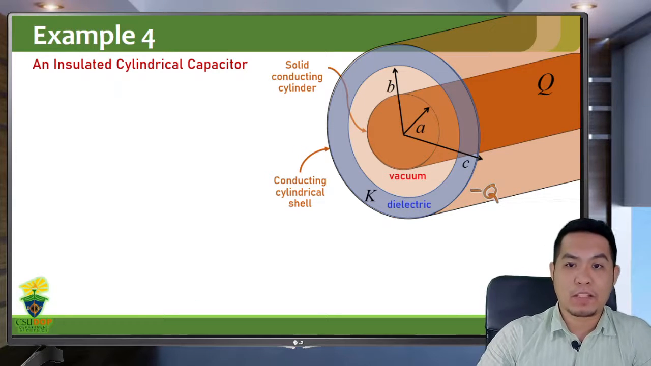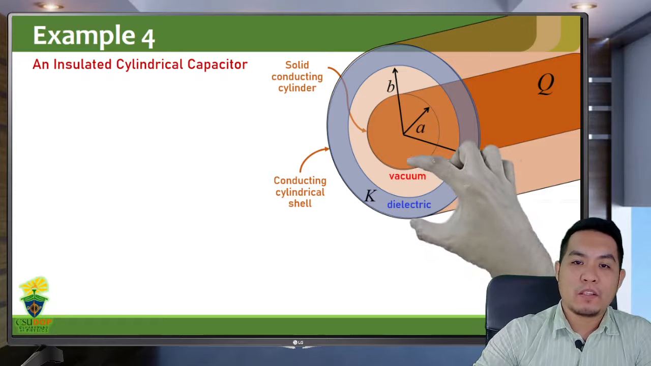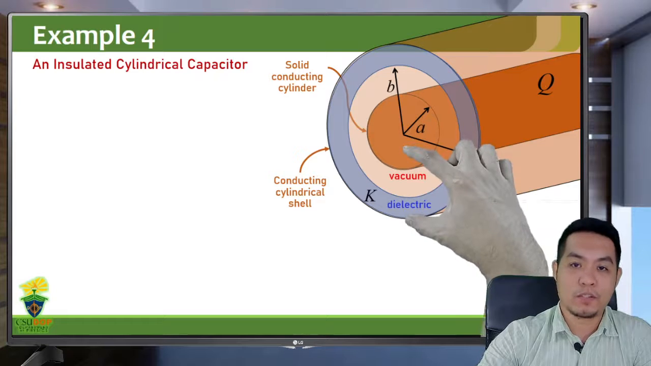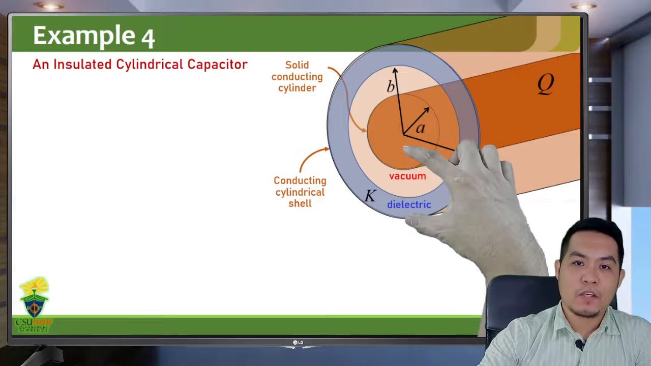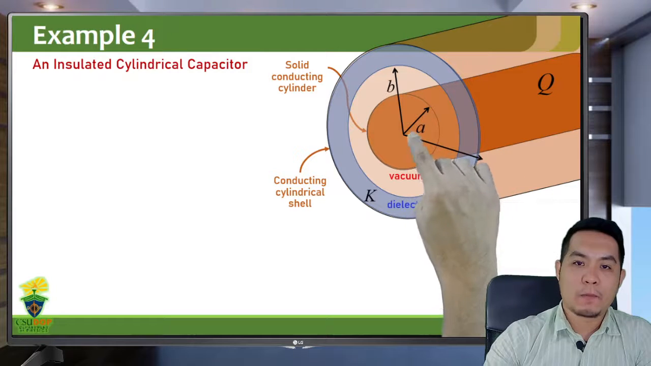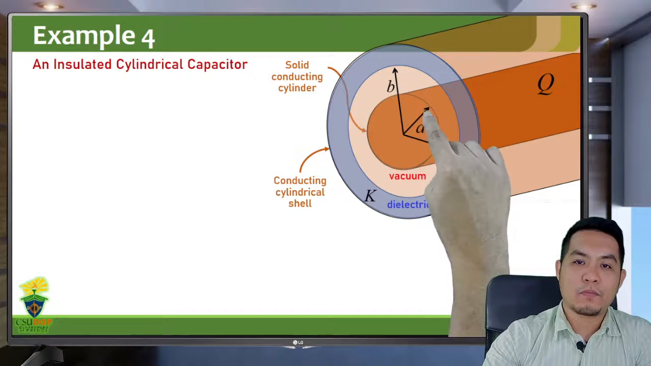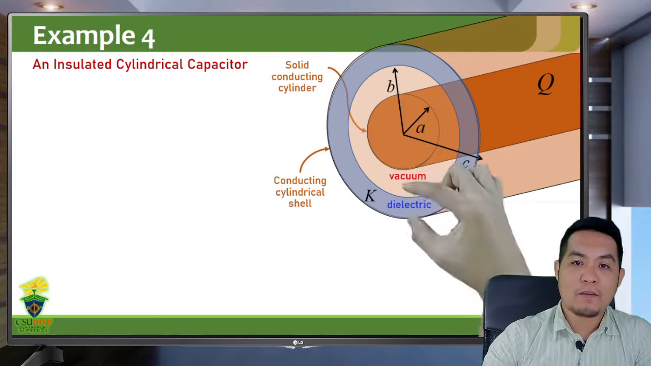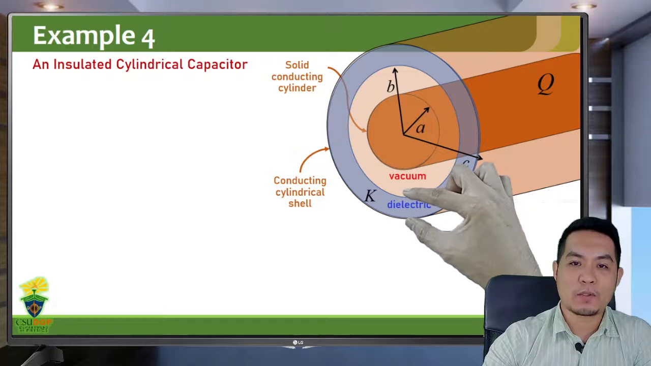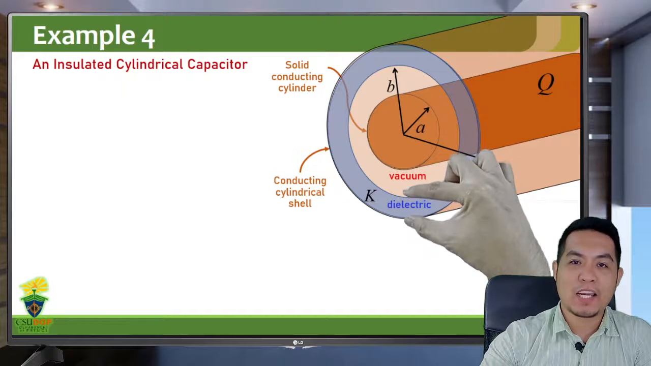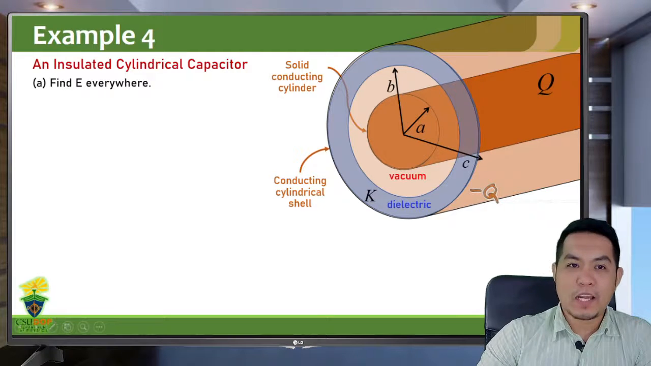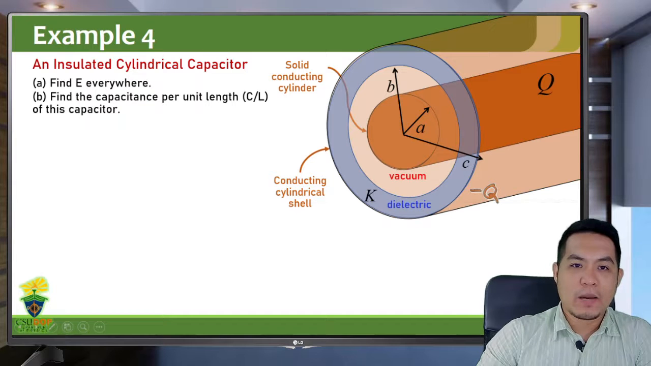So in between these two conductors, with positive Q and negative Q charges, there are two regions. In the region r from a to b, it's vacuum. And from r equal to b to r equal to c, it's a dielectric with dielectric constant K. You are asked to find the electric field everywhere and find the capacitance per unit length of this capacitor. So let's start with the first problem.